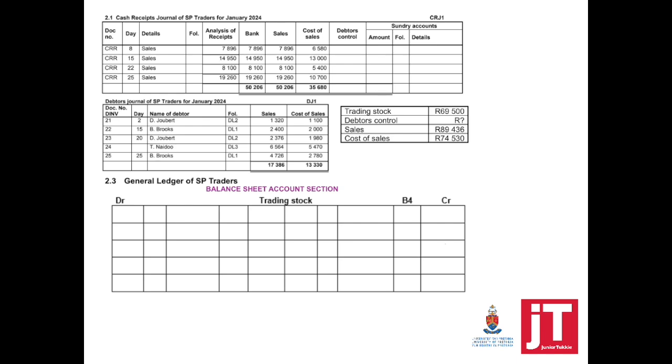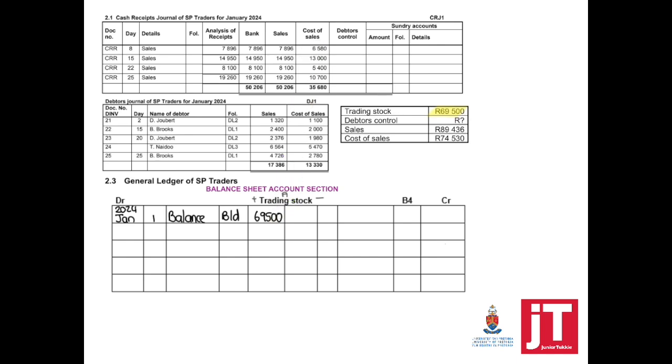So the first account in the balance sheet account section is trading stock. So we start with step number 1, the opening balance. Because it's an asset, it will appear on the debit side. Now we've got 2 journals that we need to take to the trading stock account. And why do I say 2? If you look at cash receipts journal, if you see the word cost of sales, it means it has to do with the trading stock.